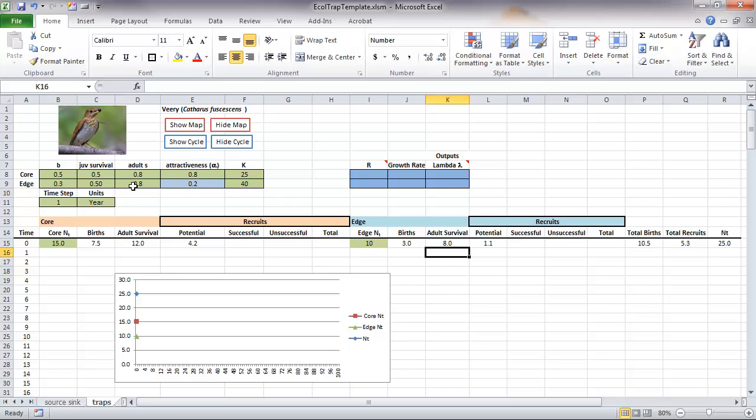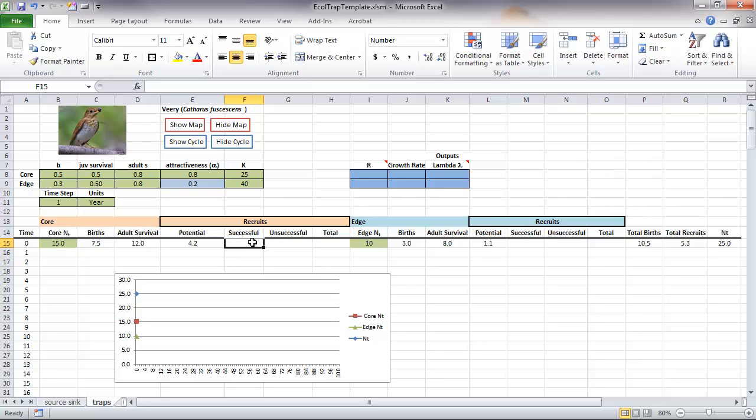So we're down now to how many of these potential recruits will actually secure a spot in the core, and how many will actually secure a spot in the edge. Let's start with the core. We want to know, of these 4.2 individuals that want to settle there, how many will actually secure a territory?